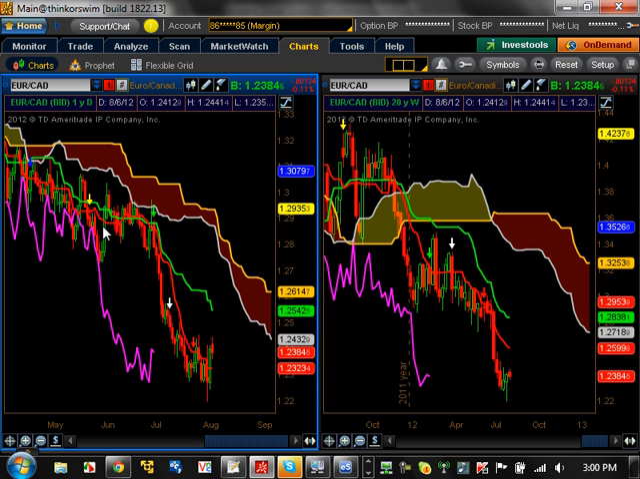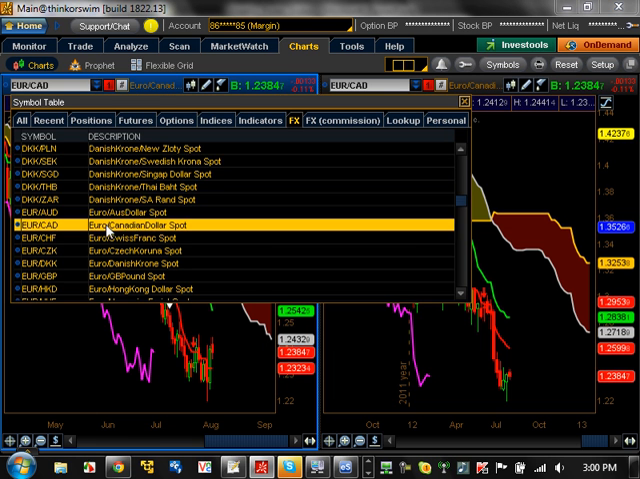Euro CAD is bearish trending on the weekly time frame. It's kind of undergoing a pullback on the daily time frame, and it's starting to get weak. Minor resistance level is going to be 25.42 moving forward on this one. Support level is going to be 23.23 moving forward.